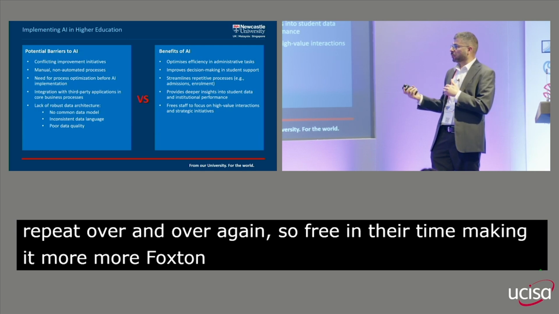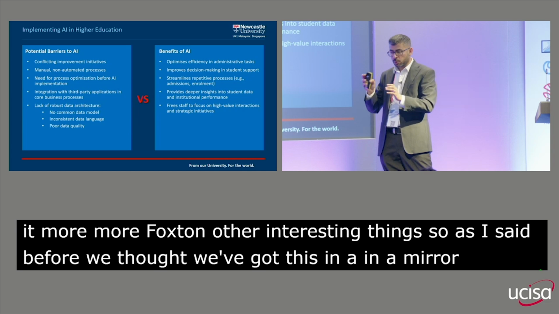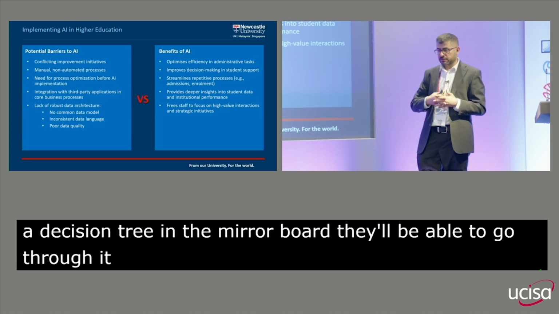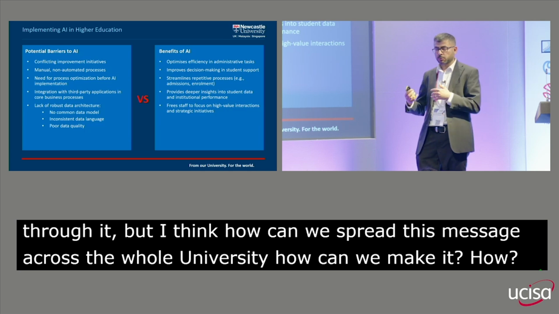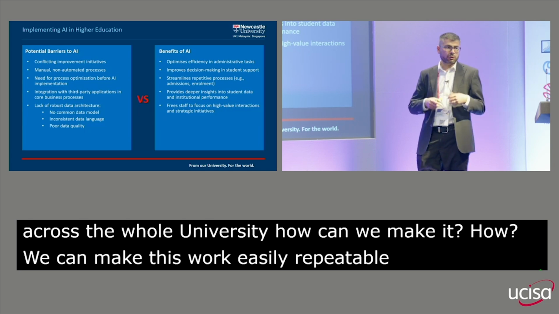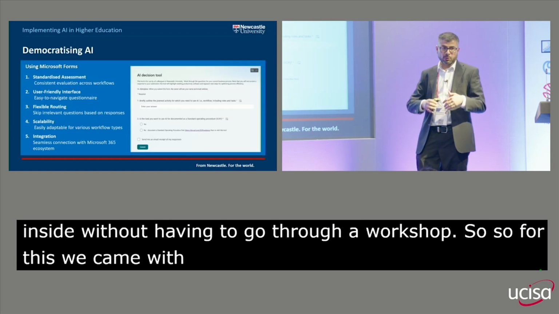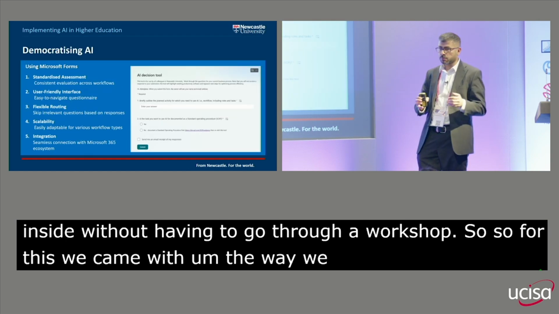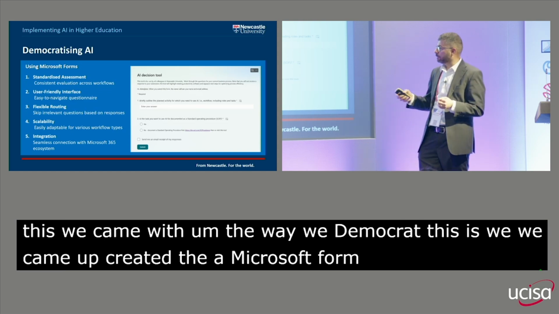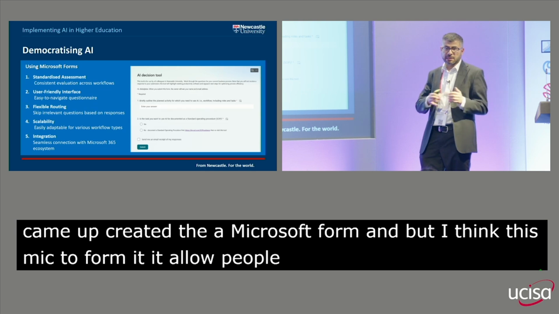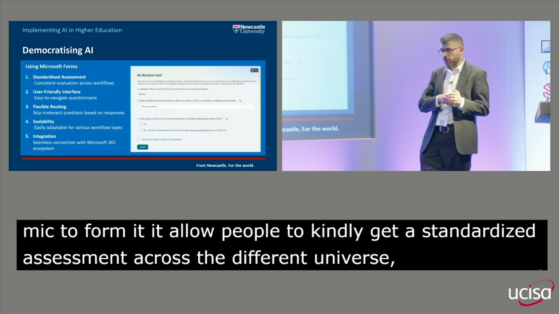As I said before, we had this decision tree in a Miro board where people can go through it. But how can we spread this message across the whole university? How can we make this work easily repeatable, giving people the insight without having to go through a workshop? The way we democratized this is we created a Microsoft form. By creating this Microsoft form, it allowed people to get a standardized assessment across the university, so people get the same answer across the whole university.